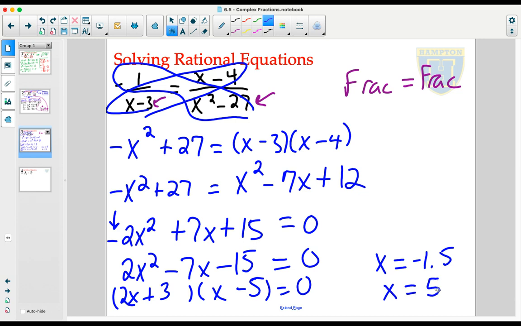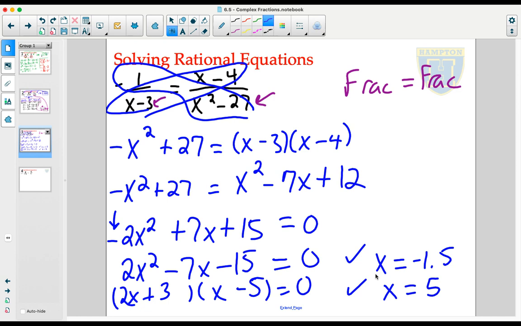We try both of those answers in the original expression. We can see on a quick check that they're both going to work, but with detailed substitution, checking all of the values, you should get that both of these numbers are solutions to that rational equation.